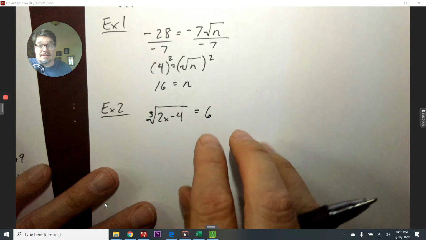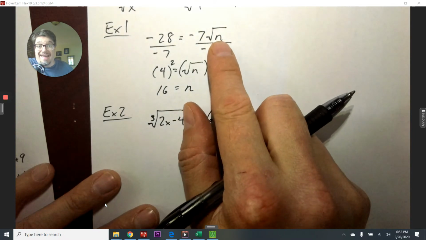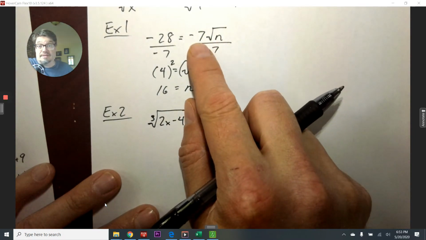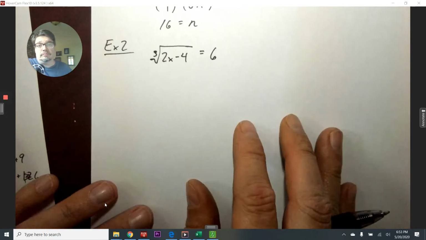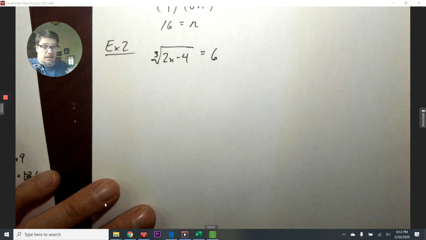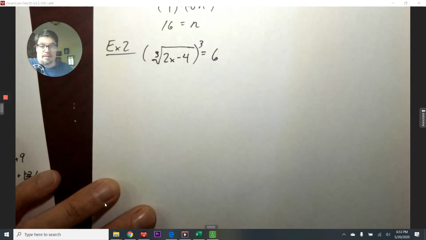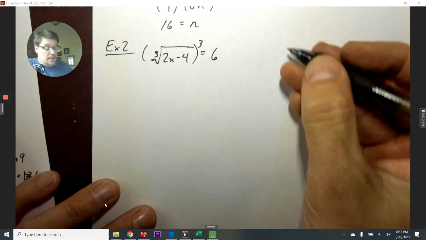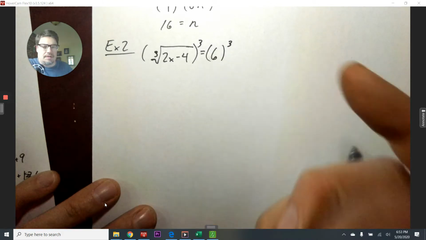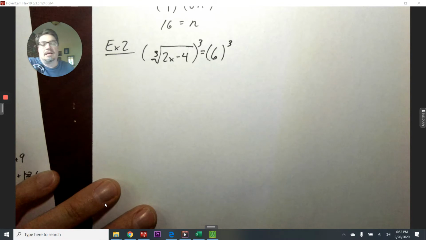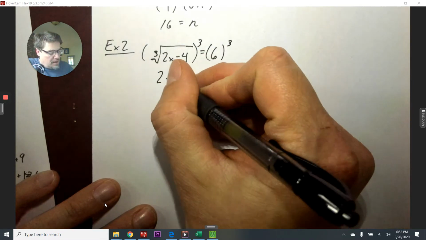In the last example, the radical n was not isolated. This negative 7 was attached to it by multiplication, so I had to undo it by division. The inverse operation of a cube root is to raise it to the third power. That undoes it. And I just have to make sure that I do it to this side as well. Notice that I am putting 6 in parentheses. That's important because maybe it was 6 minus x on the other side, and then I would have had to cube 6 minus x. So that effectively undoes it.